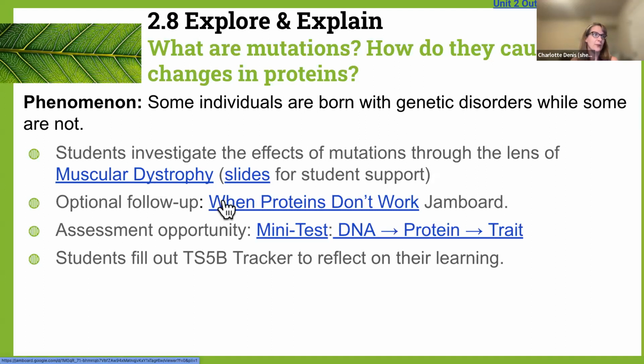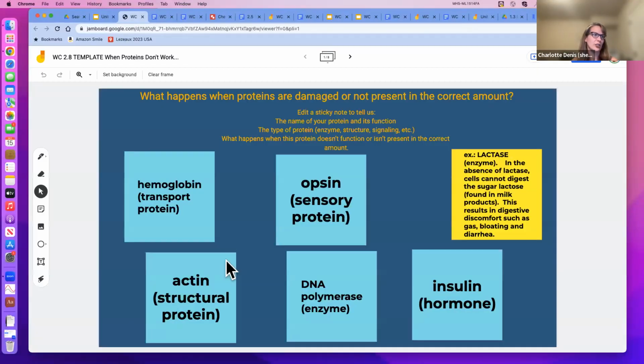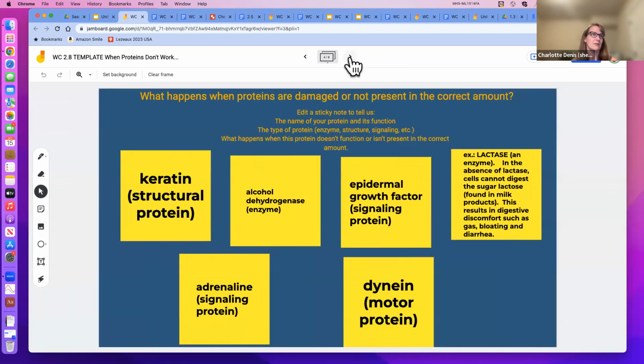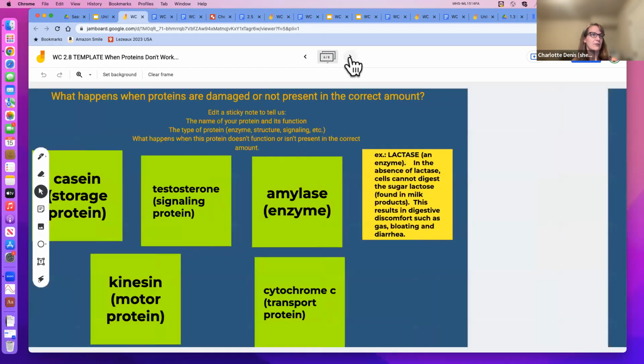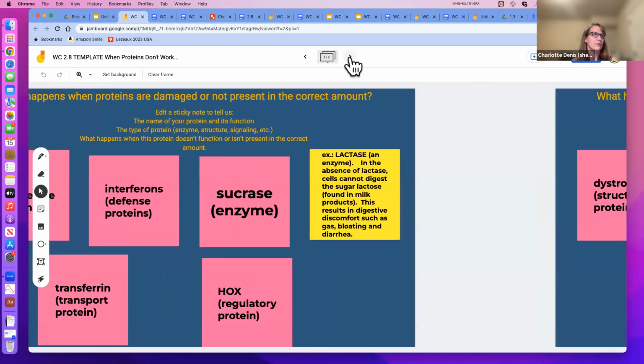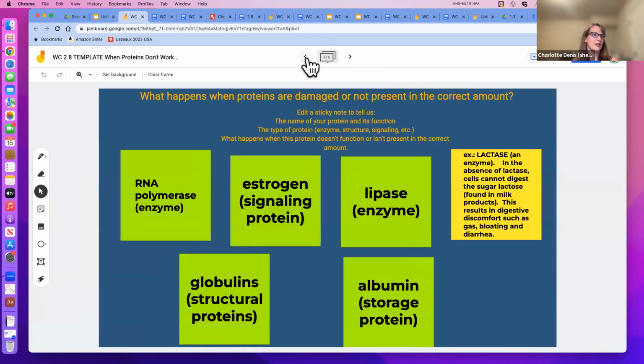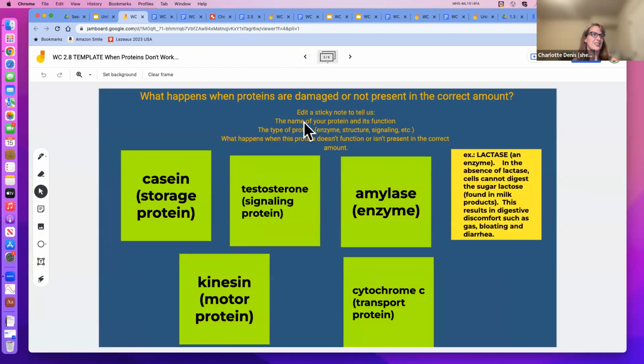An optional follow-up, which goes back to the idea of the metabolic enzymes that we looked at earlier, is another Jamboard where students have some options among which to choose. So we found like 40 different proteins, and I have them all on this Jamboard, and each student then picks a protein and edits the sticky note to tell us what happens when that protein doesn't function correctly.